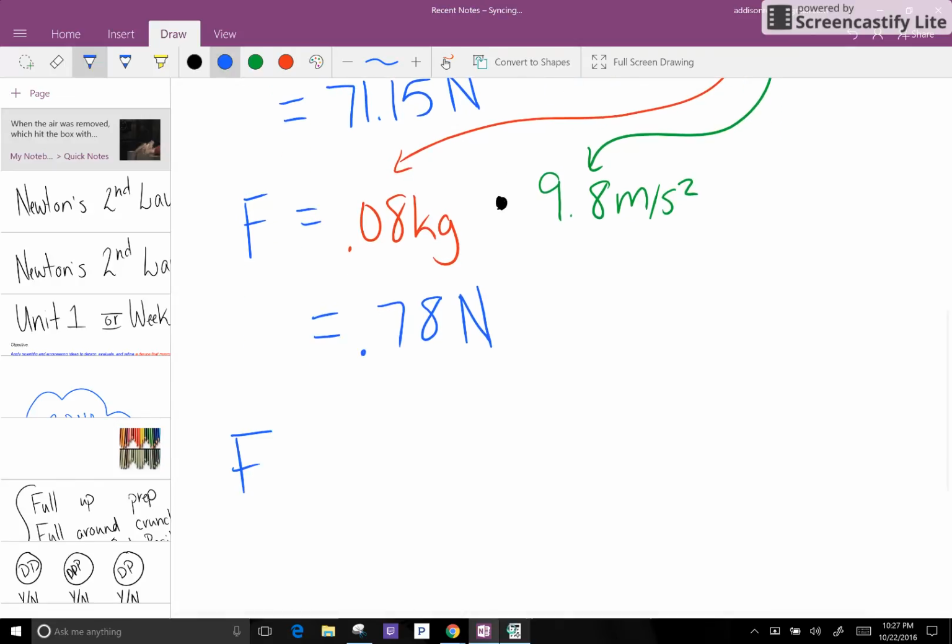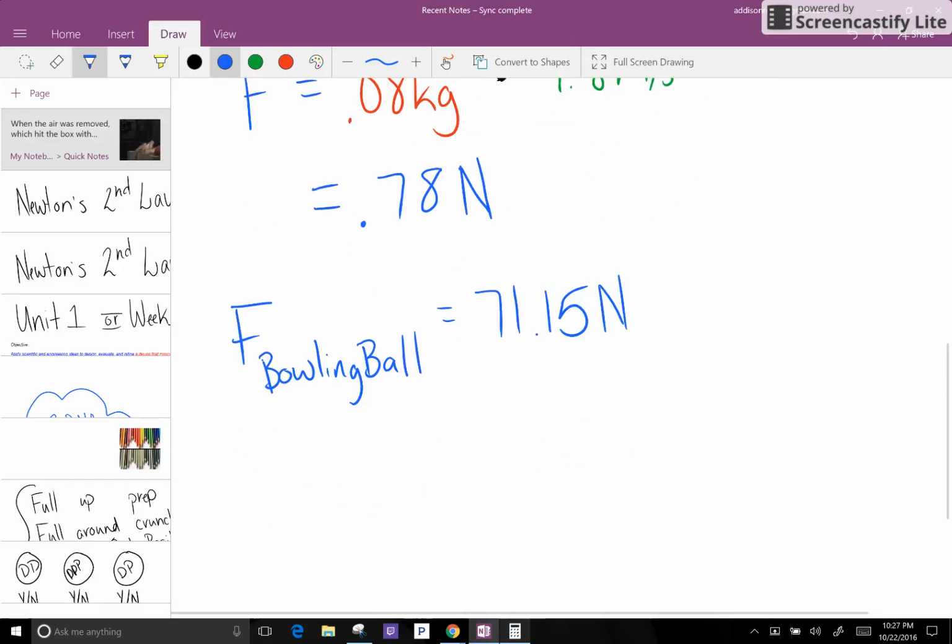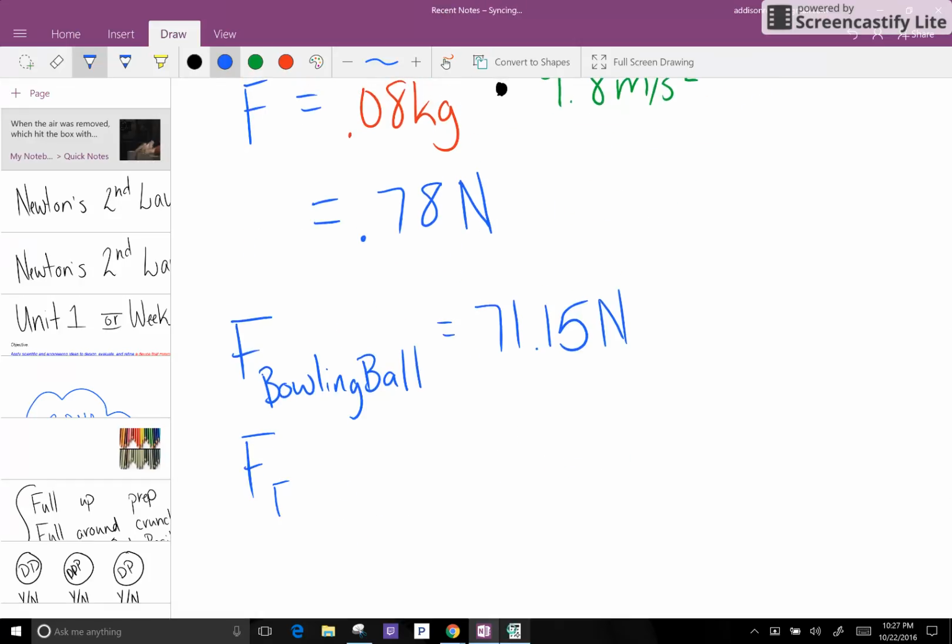Okay, so the force of my bowling ball was 71.15 newtons, and the force of the feather was 0.78 newtons. So which one hit with the greater force? You probably guessed it already. It was definitely the bowling ball.